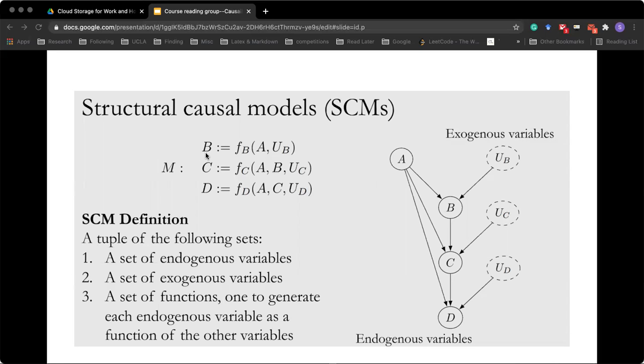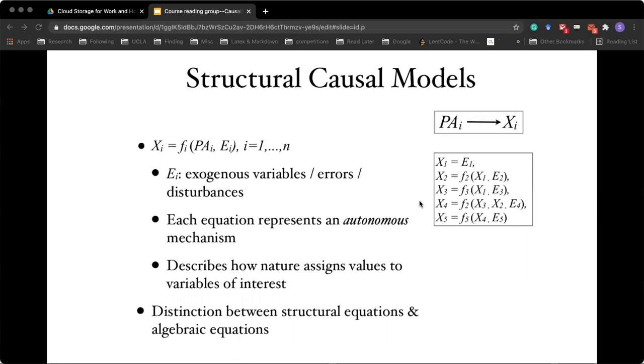Because we can regard every equation here as a causal mechanism, because it is the mechanism of how to generate B, C, and D. So they are causal mechanisms. This structural causal model basically describes how nature assigns values to the variables we are interested in. We will see an example later, and that may give us more sense of it. This also distinguishes structural equations from algebraic equations, as we talked about just now: structural equations are not symmetric. Okay, that's the SCM.